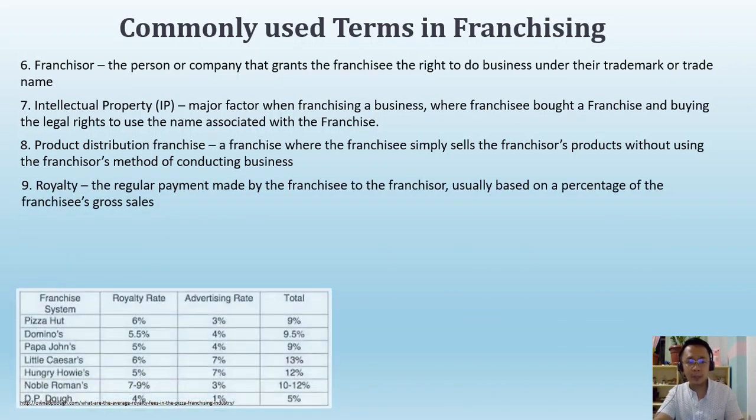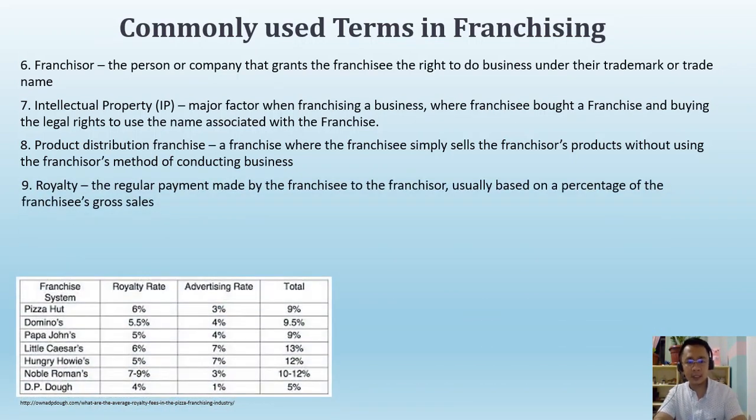Royalty is the regular payment made by the franchisee to the franchisor, usually based on a percentage of the franchisee's gross sales. So here in this illustration, it shows the example of companies and their royalty rates. So it is a percentage of the franchisee's gross sales.